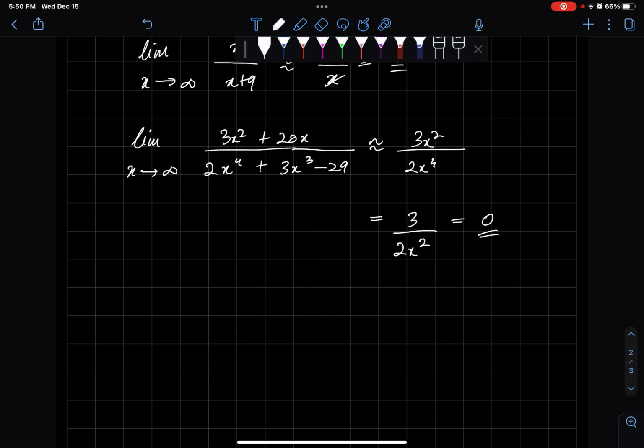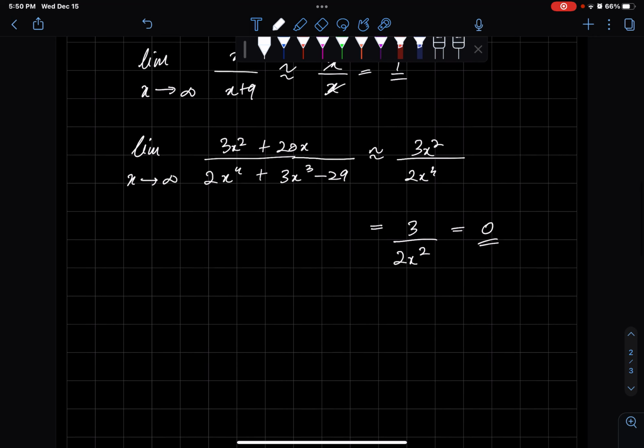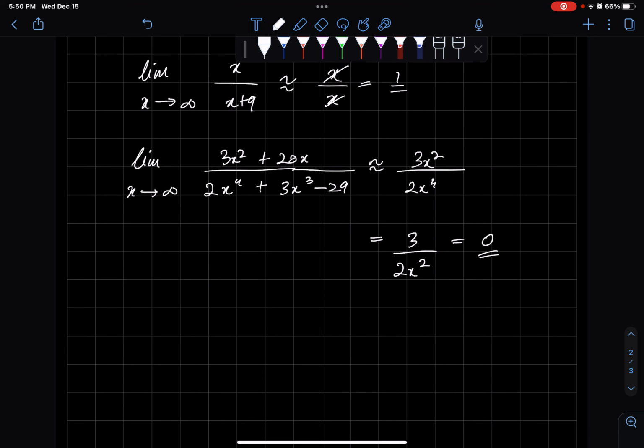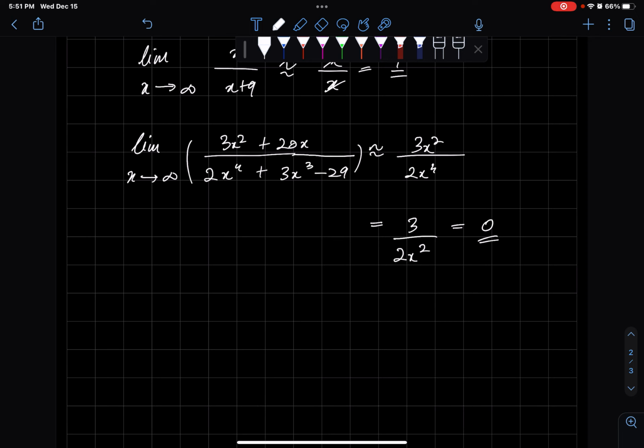Because remember, when we're talking about limits, we're talking about how the output of this function behaves as x approaches some value, or in this case infinity. And as x grows larger and larger, this numerator becomes smaller and smaller, and it approaches 0. It never gets to 0, but it gets really close.